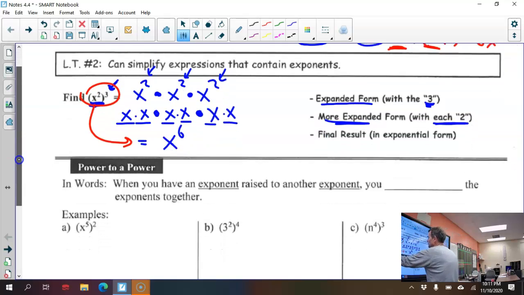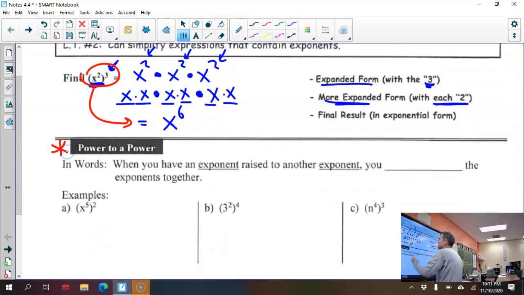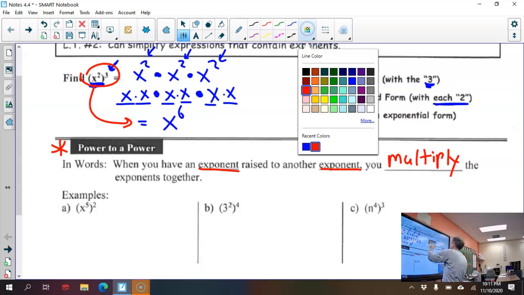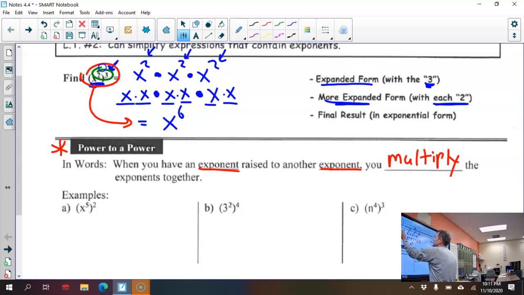And here is the rule. When you have a power raised to another power, when you have an exponent raised to another exponent, then what you can do is just multiply the exponents together. You can see up top there where I could have just multiplied the 2 and the 3 together, and it would have given me the 6. And that would have saved me having to go through all this work, right?